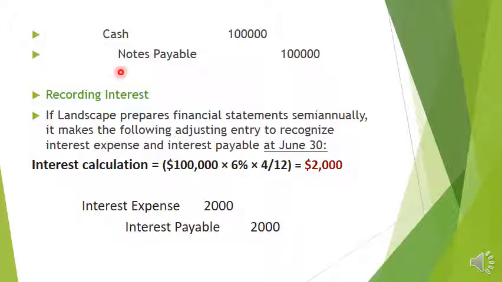Debit cash, credit notes payable, 100,000 each, and this is the principal, recorded at the principal. Recording interest. If Landscape prepares financial statements semi-annually, it makes the following adjusting entry to recognize interest expense and interest payable at June 30. The interest calculation is 100,000 times 6% times 4 months. Debit interest expense, credit interest payable.